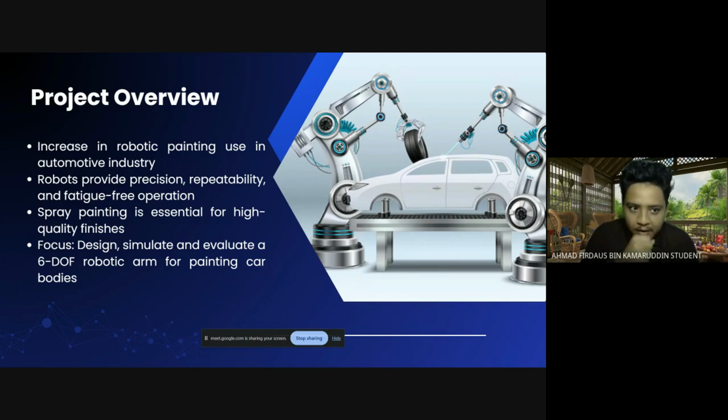So currently, in the traditional method where we use human labor to paint manually, this can lead to inconsistency, errors and safety issues due to exposure to chemicals. So our main project, next slide please, Amsyar.